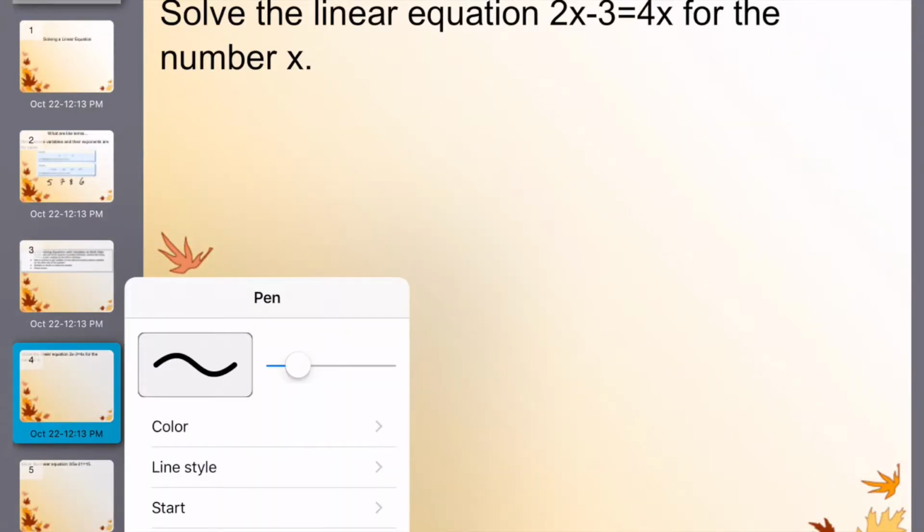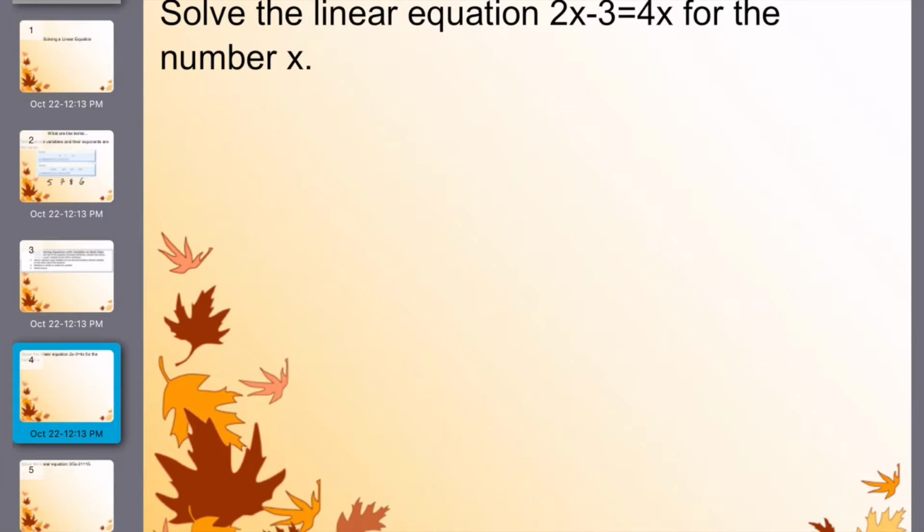Solve the linear equation 2x minus 3 equals 4x. So I look at the left-hand side. 2x and minus 3 are not like terms, so there's nothing that I can do with it. I look on the right, and I only have 4x, so there's nothing for me to distribute or combine. But I need to get all of my x's to be on the same exact side.